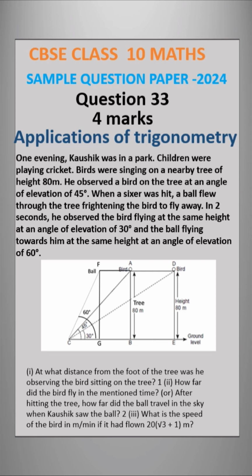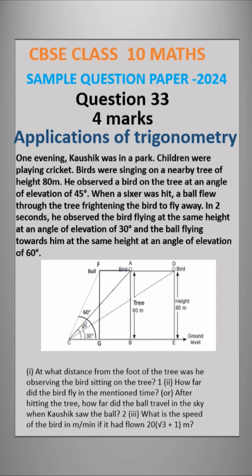The question is, one evening Kaushik was in a park. Children were playing cricket. Birds were singing in a nearby tree of height 80 meter. He observed a bird on the tree at an angle of 45 degree. When a sixer was hit, a ball flew through the tree, frightening the bird to fly away. In 2 seconds, he observed the bird flying at the same height at an angle of elevation of 30 degree, and the ball is flying towards him at the same height at an angle of elevation of 60 degree.